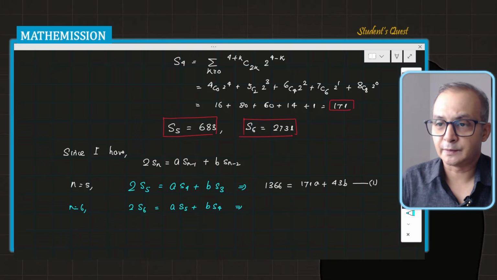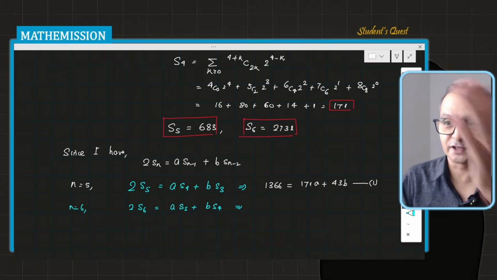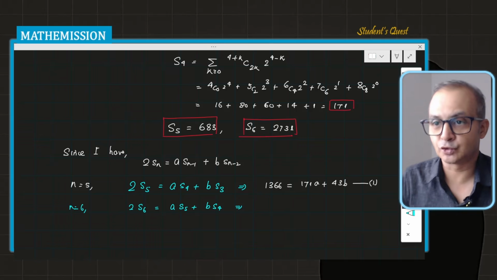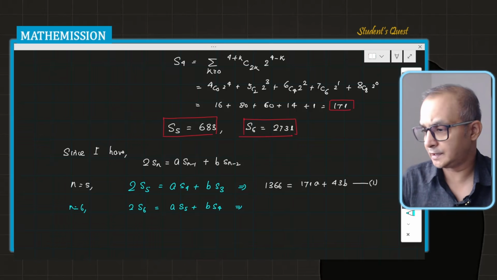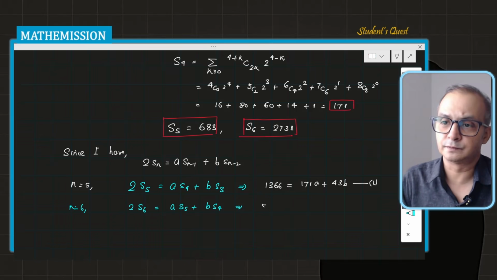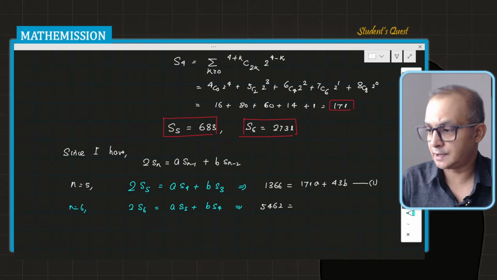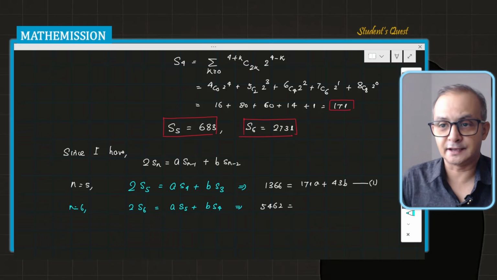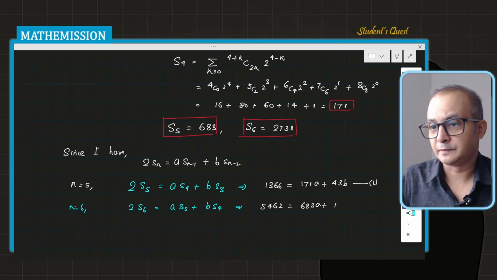And so what I'm getting on this side is 2 times S6, and notice what is going to be here. S6 is 2731, so 2731 into 2, what I calculated is 5462. So 5462, and this is going to be now 683A, and 171B.